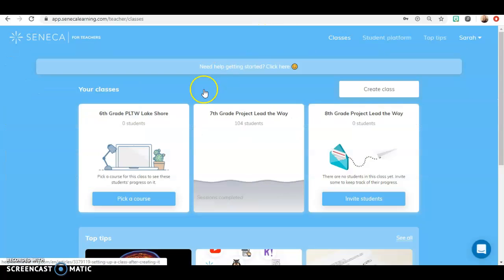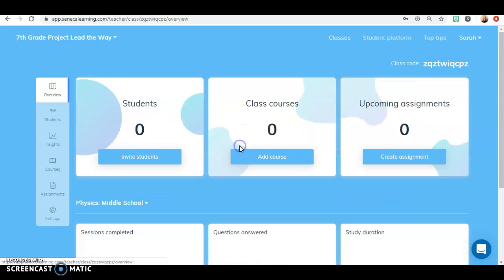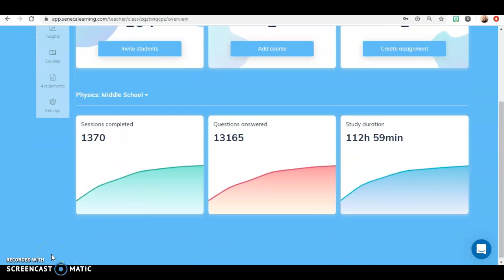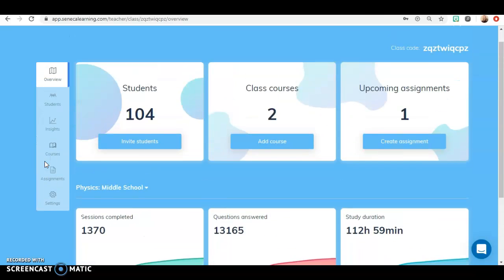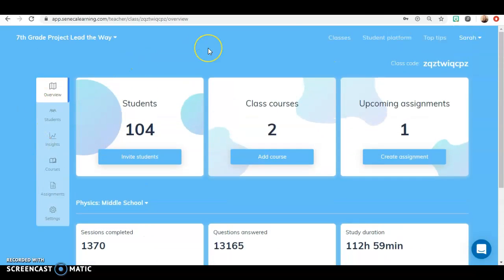If I look back on my teacher platform for 7th grade, so within physics, I can see how many sessions as a class we've completed, how many questions we've answered, and of course our study duration. You can see that this all has been going up because more and more students have been joining, more and more students have been completing their distance learning assignments, which has been really great.